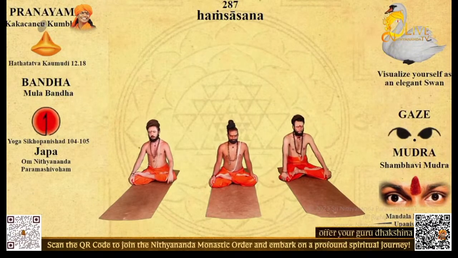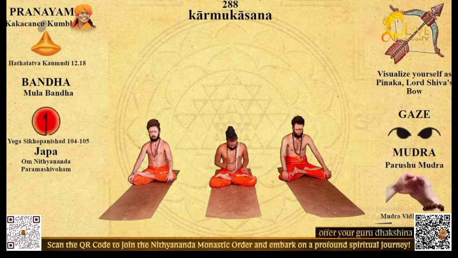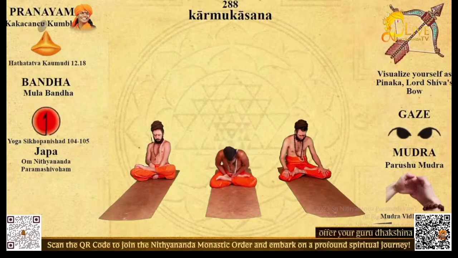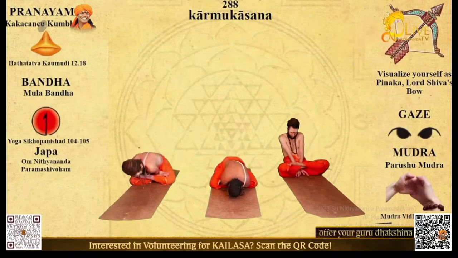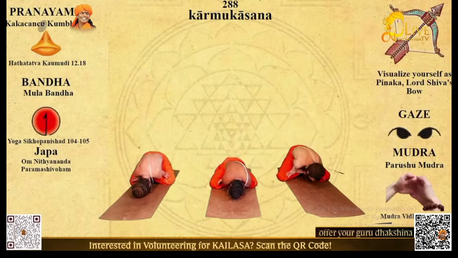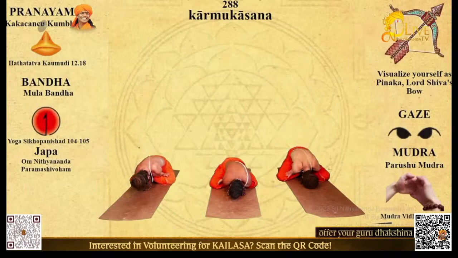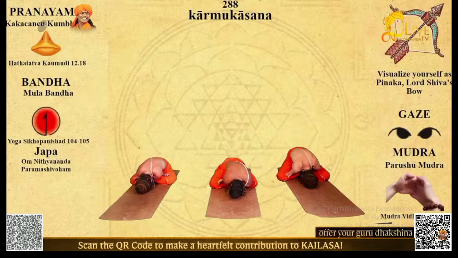Next up is Kadmukasana. Push your hands in between the legs, behind your body as you lean forward and interlock your fingers on the ground behind you, placing your forehead on the mat as you visualize yourself as Pinaka, Lord Shiva's bow.